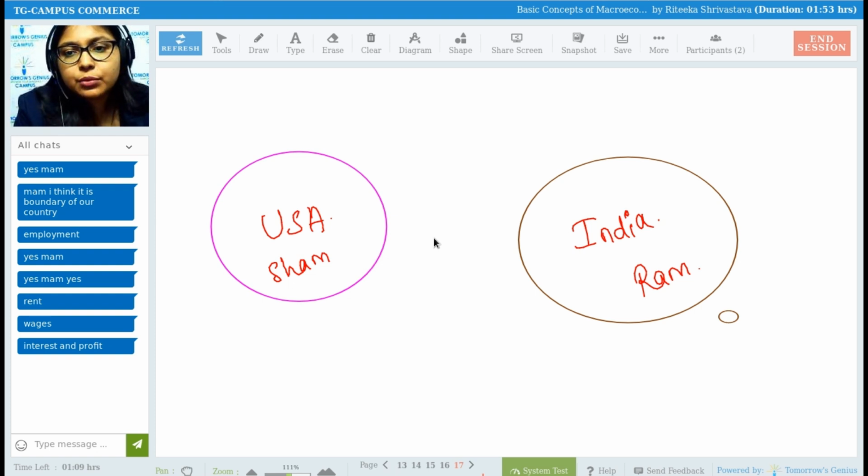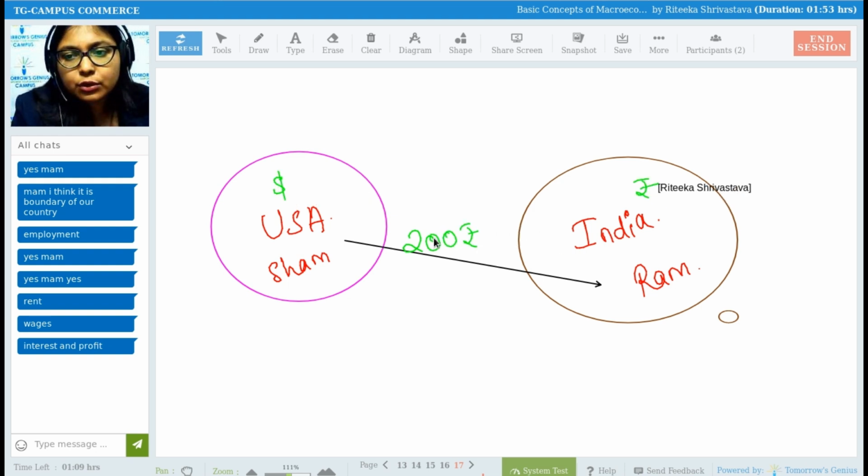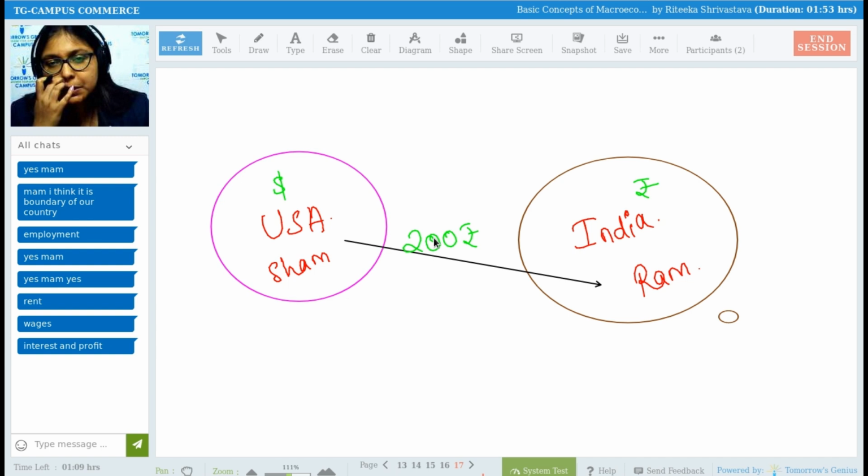So what does Sham do? Sham is transferring 200 rupees. Now of course this would be in dollars, but let us consider it in Indian rupees only. We will not go into the dollar-rupee exchange rate right now. We are going to study it in your last chapters. Right now just understand that Sham wants to transfer 200 rupees to Ram as a gift.